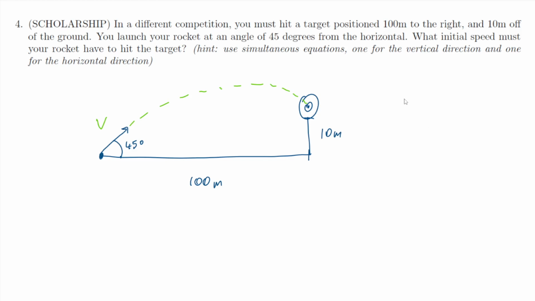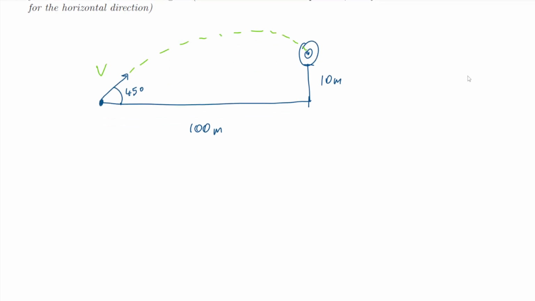Why this is tricky is because it's in 2 dimensions, and it's 10 meters off the ground, so it's not symmetrical. If it came back to the ground, that would be a lot easier. So let's start forming some equations. Let's define up as positive and to the right as positive.